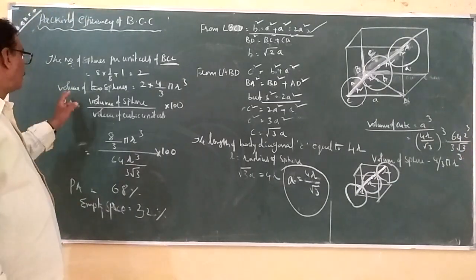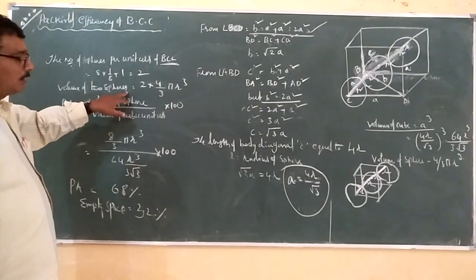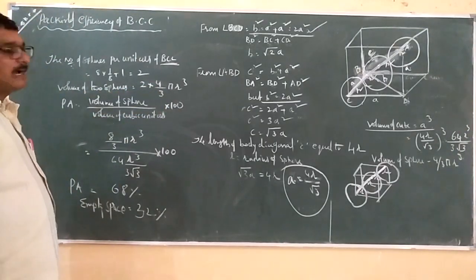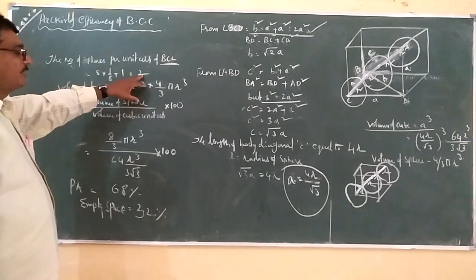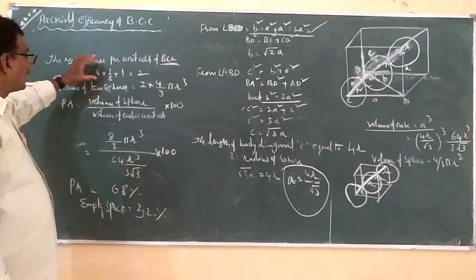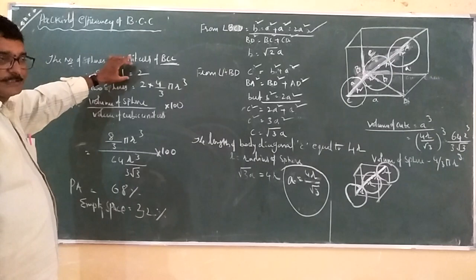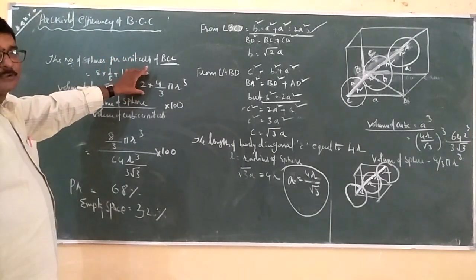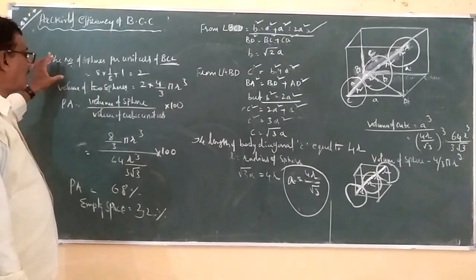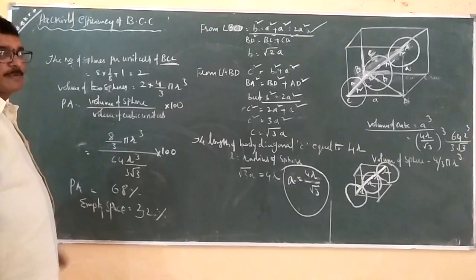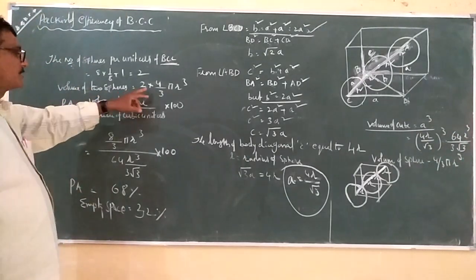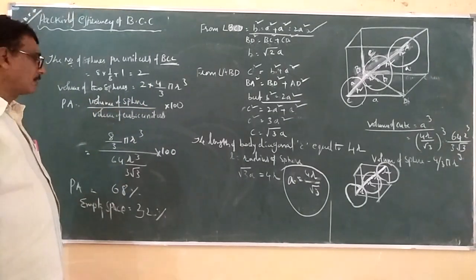So, volume of 2 spheres is equal to 8 by 3 pi R cubed. Why? Because the number of spheres is equal to 2, corners plus body center. 2 into 4 by 3 pi R cubed is 8 by 3 pi R cubed, that is equal to the volume of the spheres.